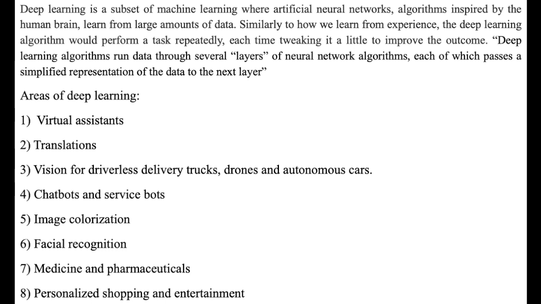So next, what are the areas of deep learning? First one, virtual assistants. Second, translations. Third, vision for driverless delivery trucks, drones, and autonomous cars. Then chatbots, image correlation, facial recognition, medicine, and personalized shopping and entertainment.